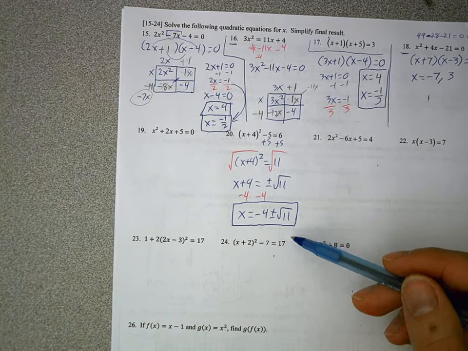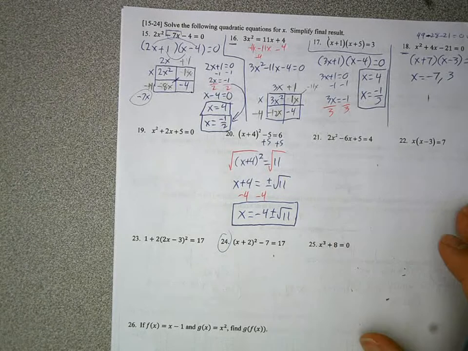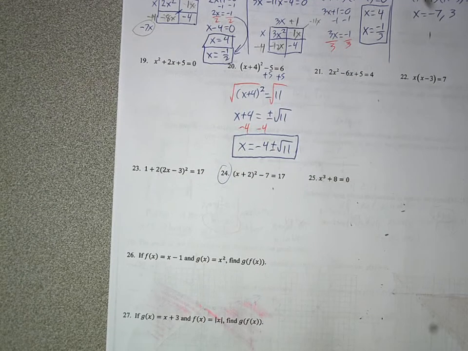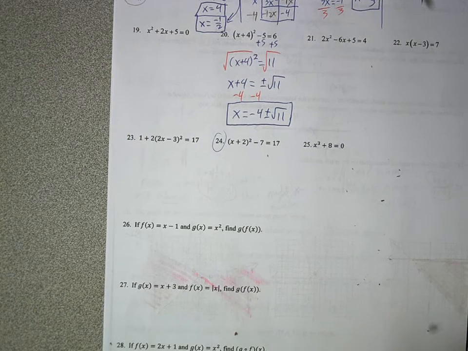I want you all to try 24 right now, and I'm going to tell you right now the square root simplifies. So again, 2 minutes to try 24. Give that a shot. I'm telling you that it does simplify.